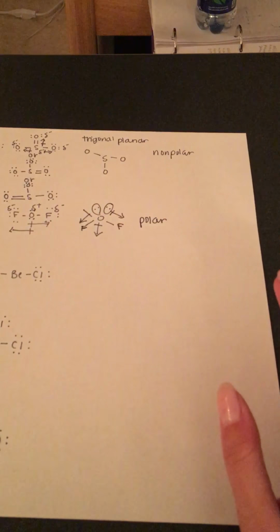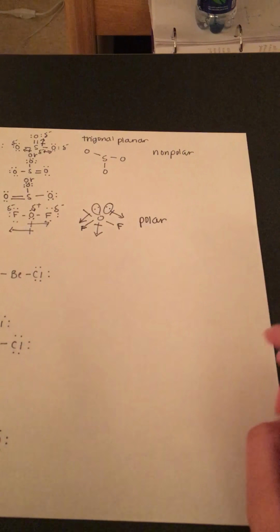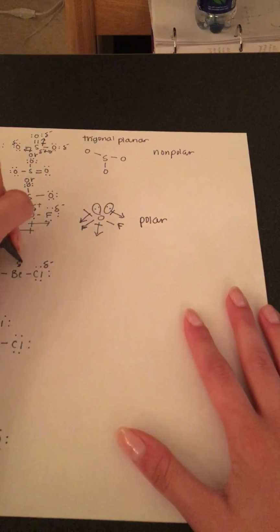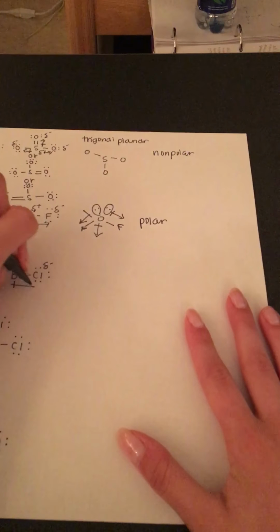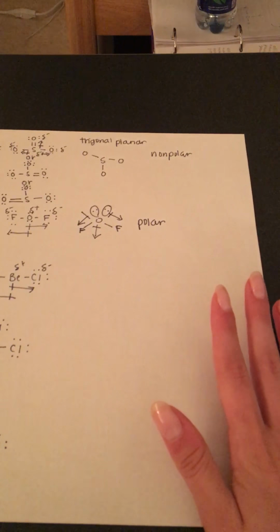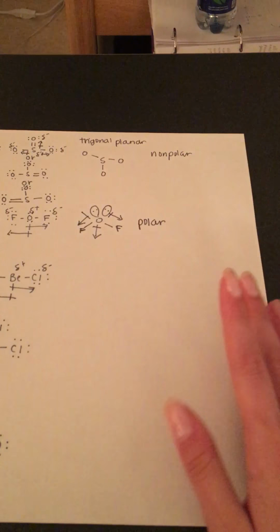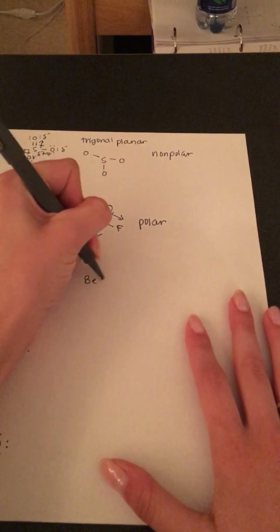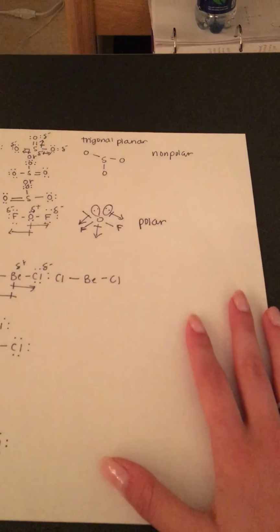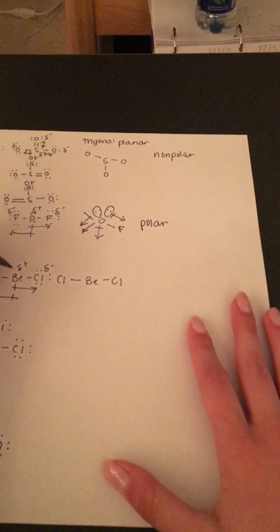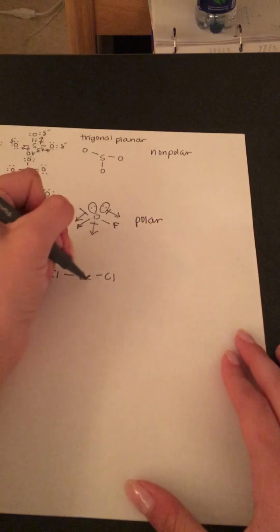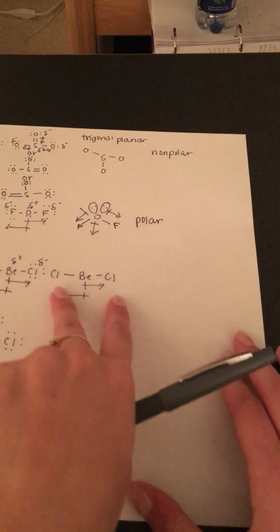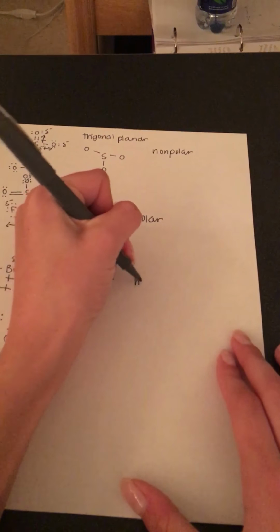Now for BeCl2, we have the Lewis structure for that. We know that Cl is more electronegative than Be is. So that means that the bond dipoles are going to be going towards the Cl atoms. Now we're going to draw the molecular geometry, and this is just going to be linear because there are no non-bonding electrons on the central atom. And since this is linear, both of the dipoles cancel because both of the domains are the same, so this is going to be a nonpolar molecule.